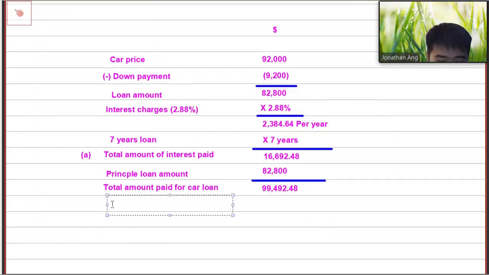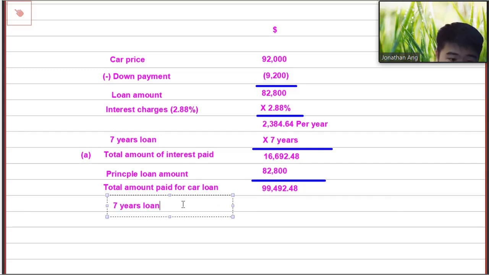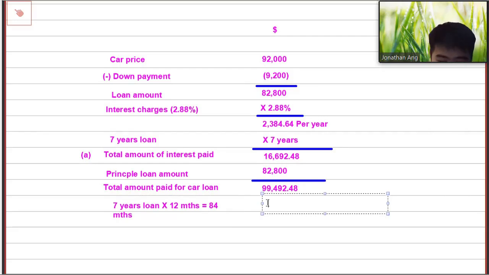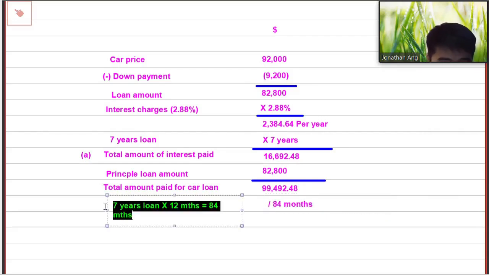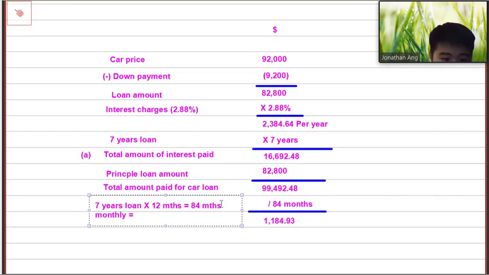Okay, then you have a 7 year loan, right? Your monthly payment is how much? 1 year has 12 months, so 7 years has 84 months. So 7 years loan multiplied by 12 months, you have 84 months of payment time. So when you divide it by 84 months, your monthly payment will be around 1,184.93. So this is your monthly installment.